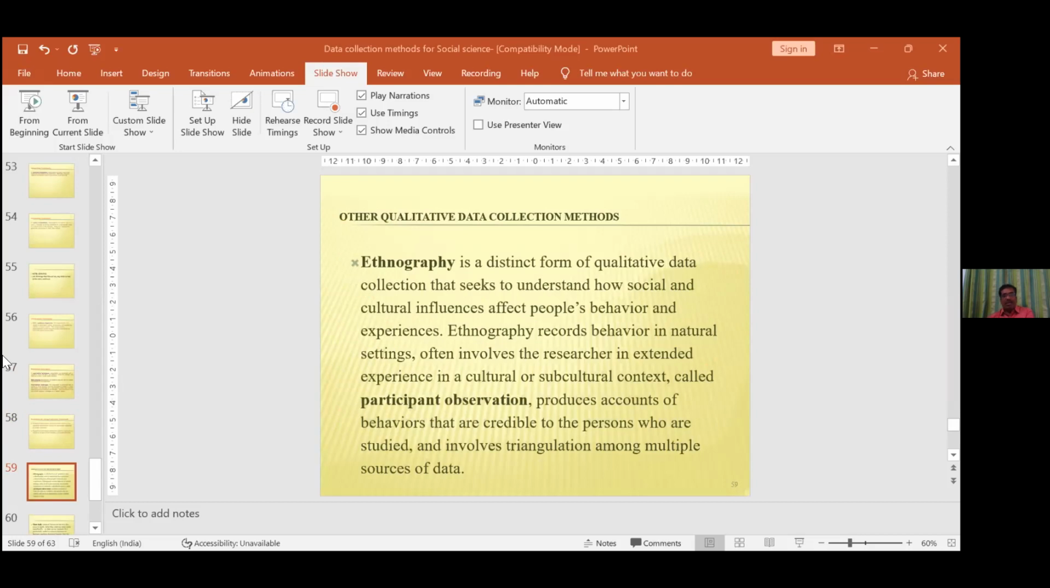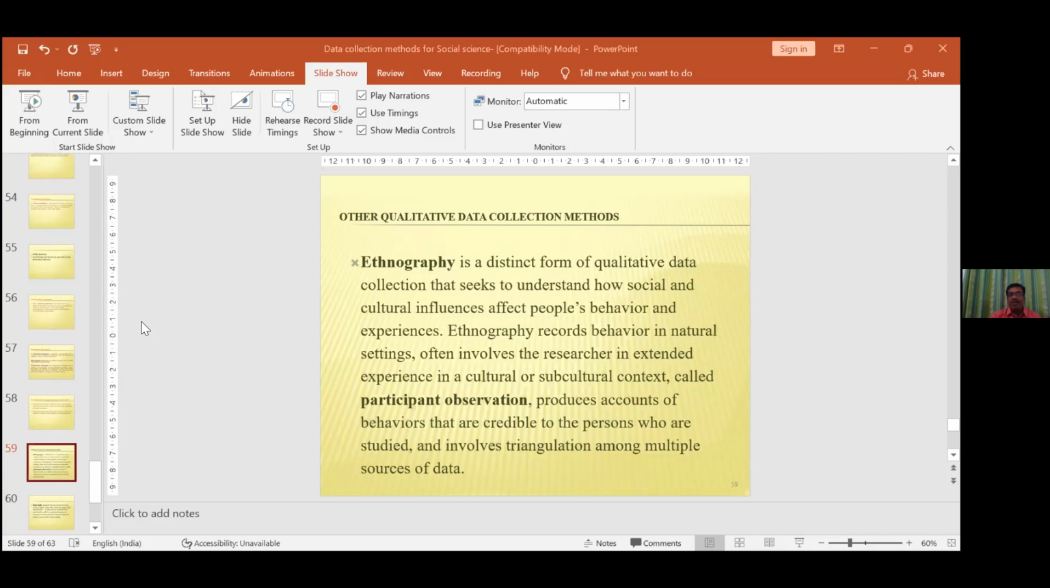Similarly, there are some other methods. Say, for example, ethnography. This is another method. Under ethnography, for example, the researcher will stay there. For example, you would like to collect some data from the tribal people. Then the researcher might stay along with the tribal people for 6 months or 1 year. They can collect some data. Similarly, the case study method of data collection comes under qualitative data.